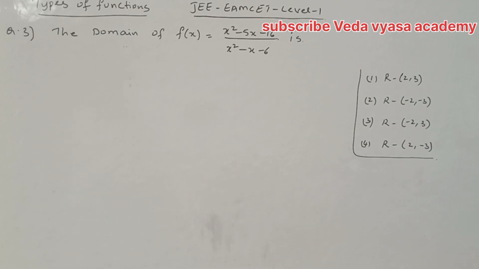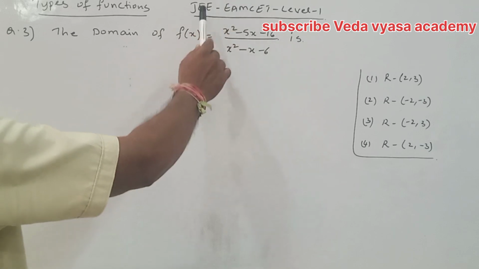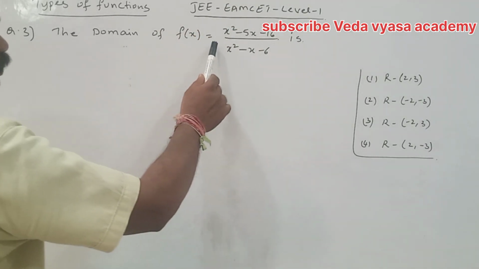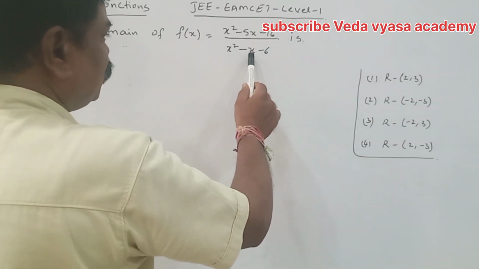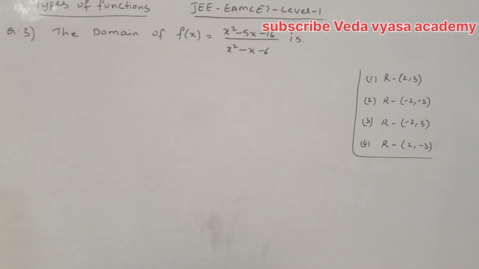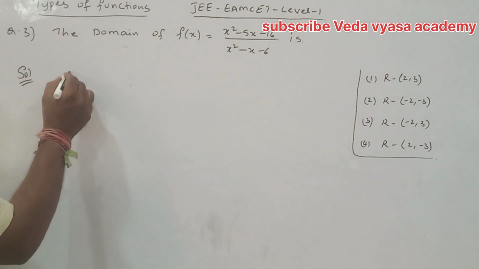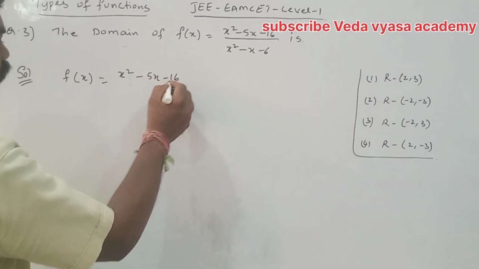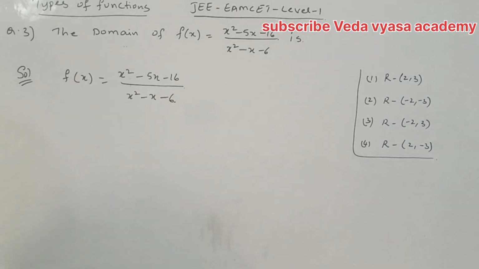Dear viewers, we have one more problem, functions, JEE Main level 1. The domain of f of x is equal to x square minus 5x minus 16 by x square minus x minus 6. So we have to find the domain of this one. Here we have given the function f of x is equal to x square minus 5x minus 16 by x square minus x minus 6.